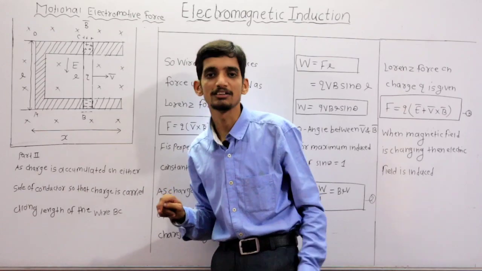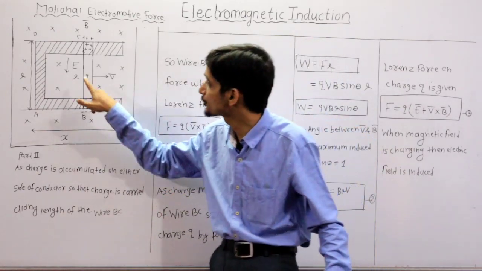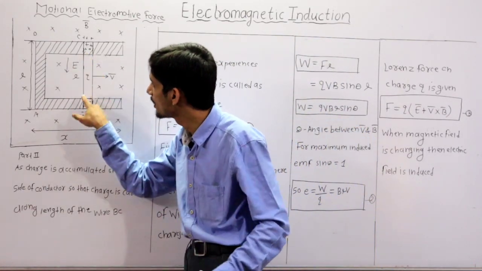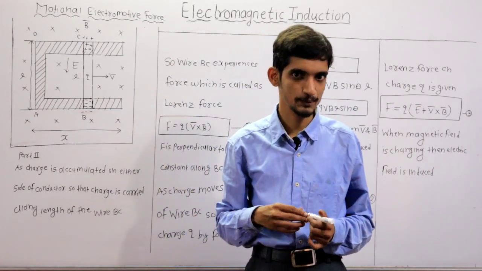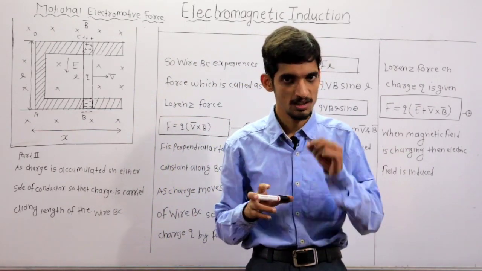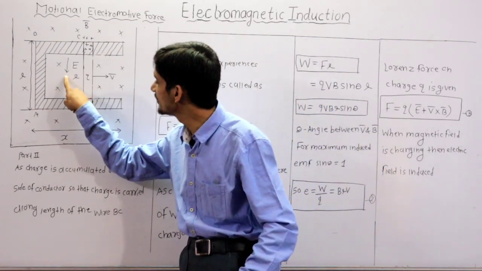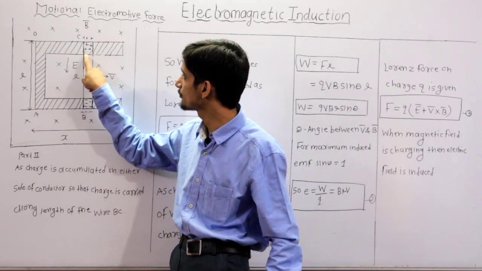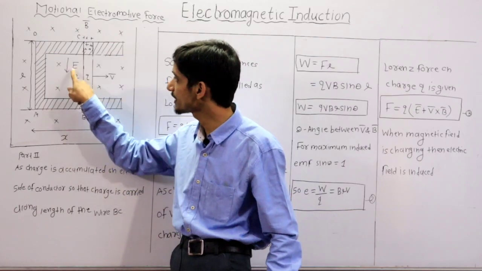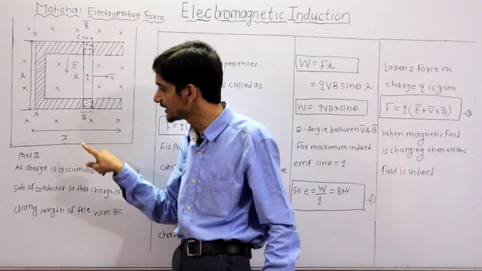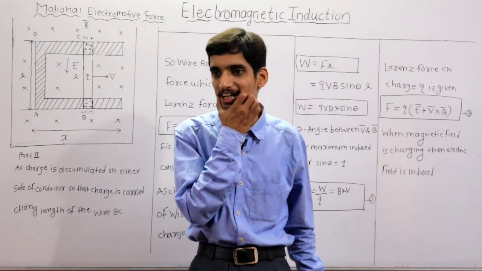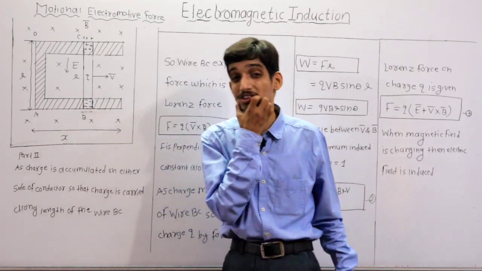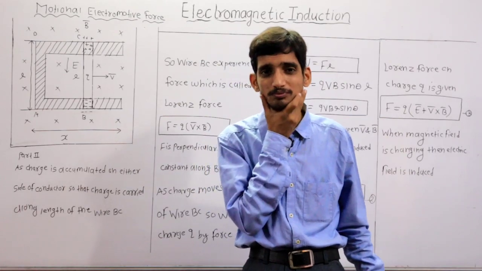inside the conductor, and the direction of the electric field is always from positive to negative. That already we have discussed. Clear? Okay. So electric field is always directed from positive charge to negative charge. That's why an electric field is set up in this conductor. Clear? Okay. Now one more important question that may arise in your mind.